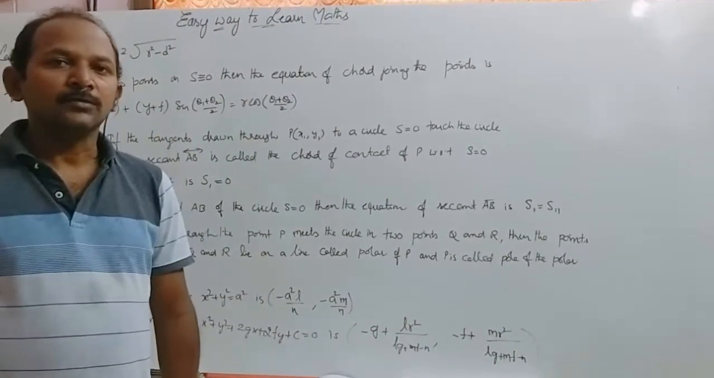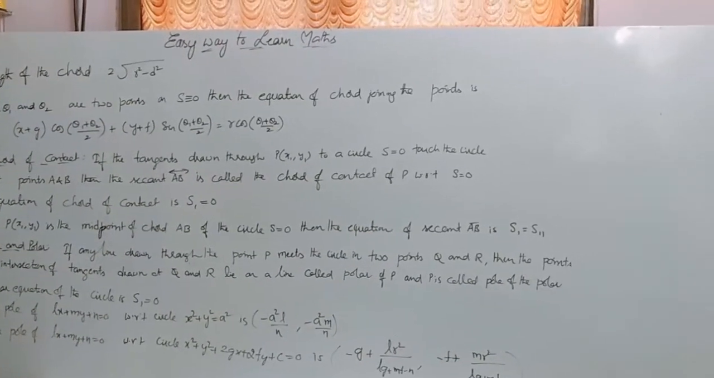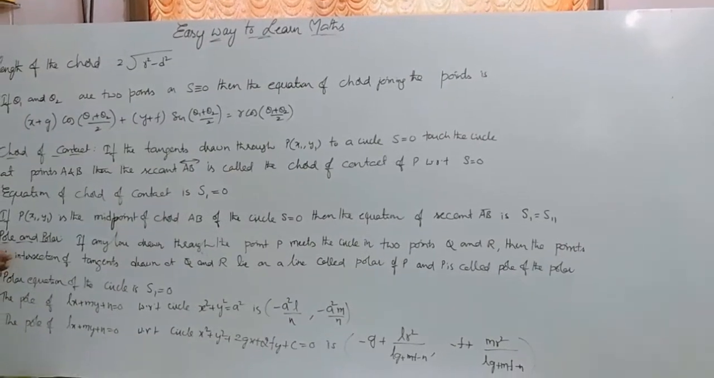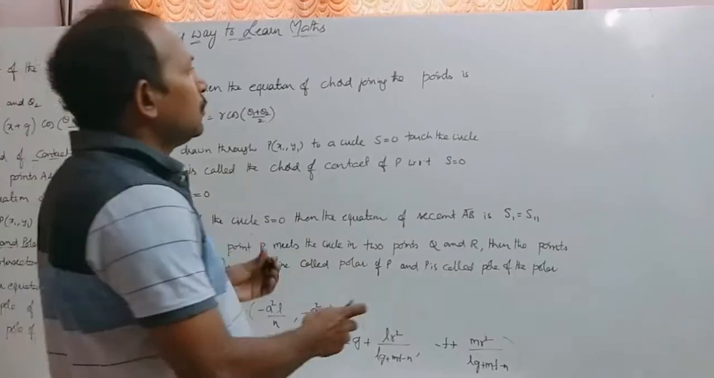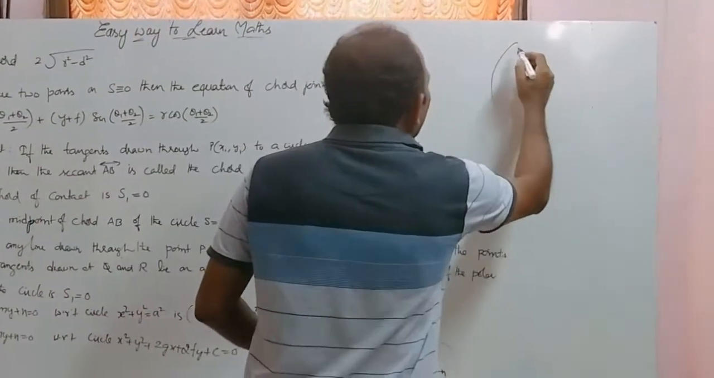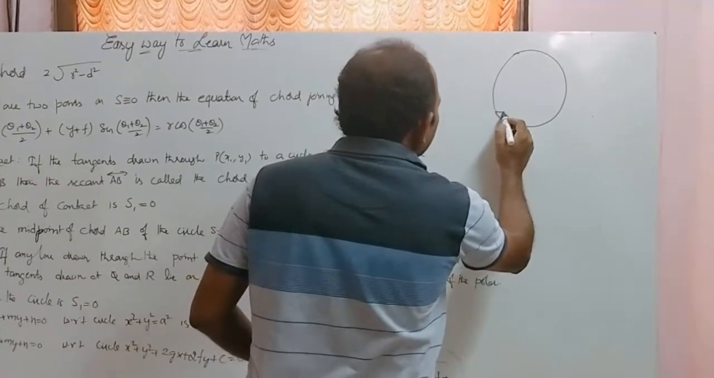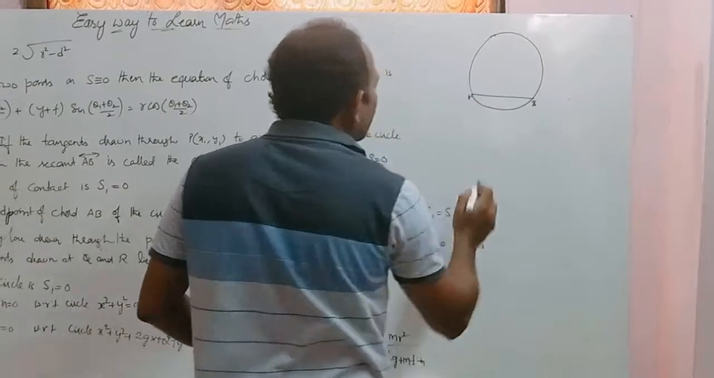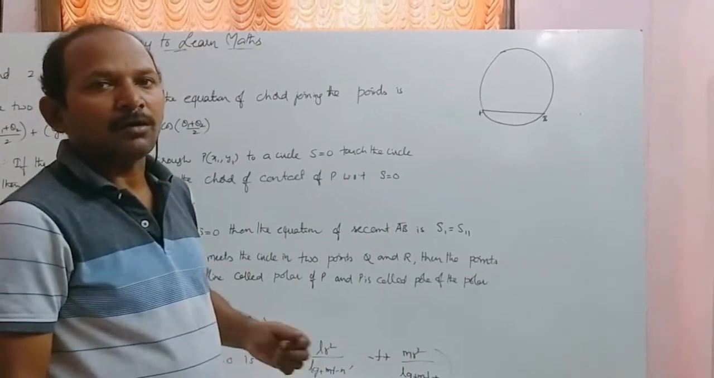Today in this session we will discuss chord, length of the chord, chord of contact, pole and polar. Here, length of the chord. What is a chord? A chord is nothing but the line joining any two points. The line joining any two points on the circumference of the circle is called a chord.